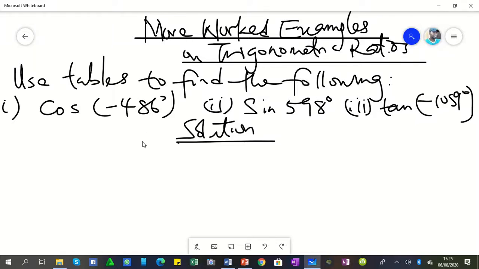Hello again. Today we want to look at more worked examples on trigonometric ratios. These are the questions, and this is just similar work to what we did in our previous lesson, especially the last class. Now, how can we make use of mathematical tables to find a cos of minus 486? To be able to do this, I would like to give us two valid points very quickly now.